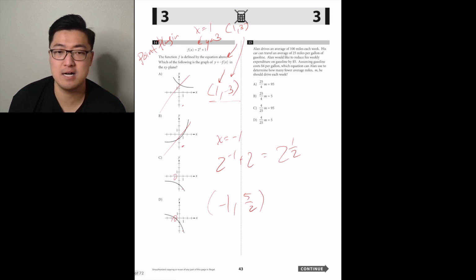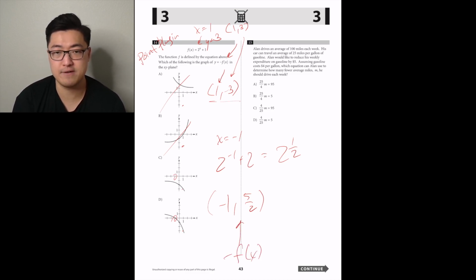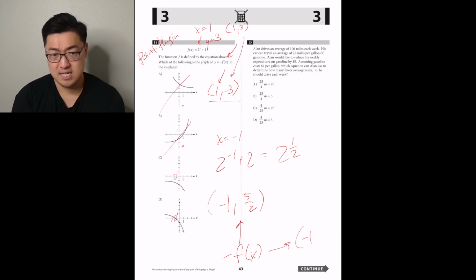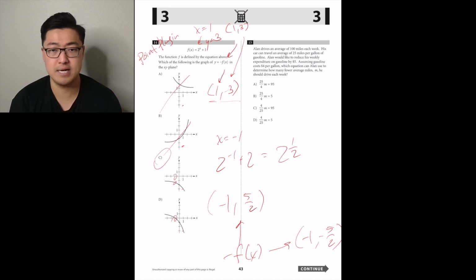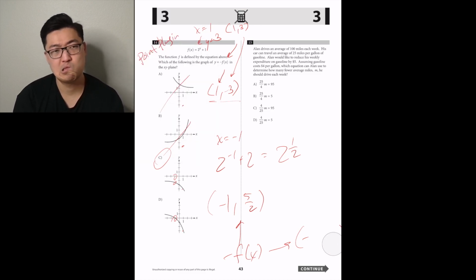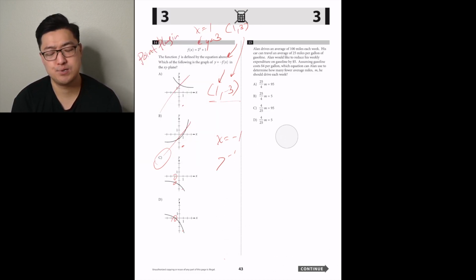Alan drives an average of 100 miles each week. His car can travel an average of 25 miles per gallon of gasoline. Alan would like to reduce his weekly expenditure on gasoline by $5. Assuming gasoline costs $4 per gallon, what equation can he use to determine how many fewer average miles he should have to drive each week? How many fewer average miles?